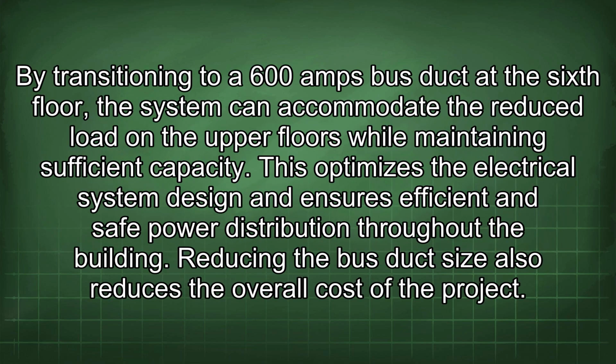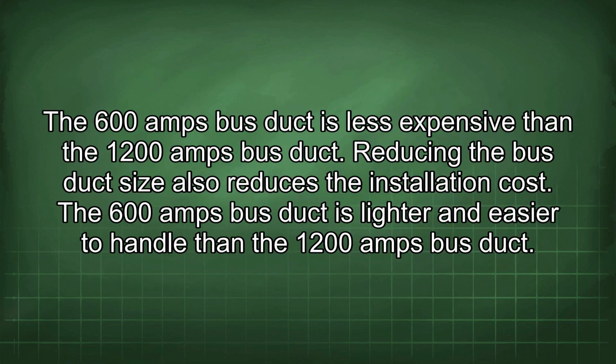By transitioning to a 600 amps bus duct at the 6th floor, the system can accommodate the reduced load in the upper floors while maintaining sufficient capacity. This optimizes the electrical system design and ensures efficient and safe power distribution throughout the building. Reducing the bus duct size also reduces the overall cost of the project. The 600 amps bus duct is less expensive than the 1200 amps bus duct.